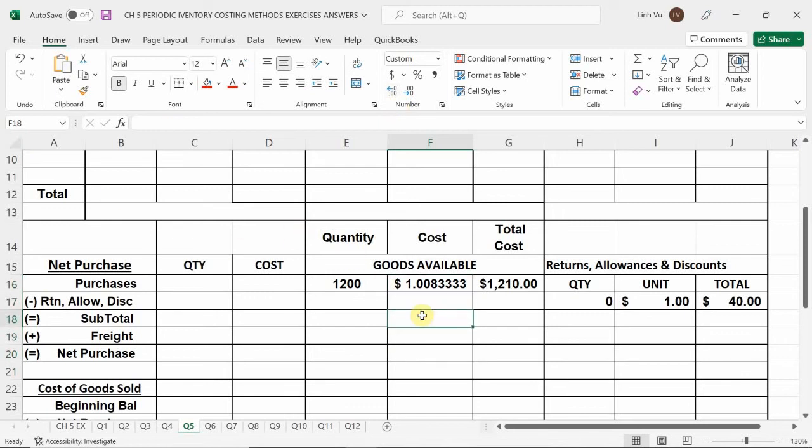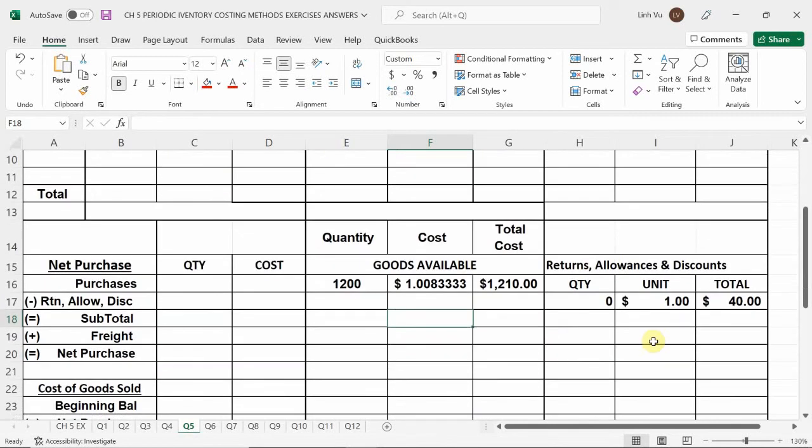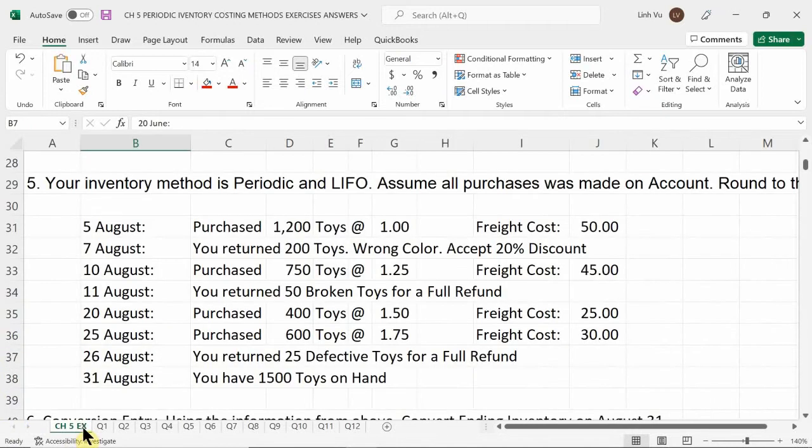Okay. All right. So again, this one, when we purchased it, we end up getting a partial refund on it. So this is the adjusted and new amount that I'm looking for, my goods available. So let's see what happened next.